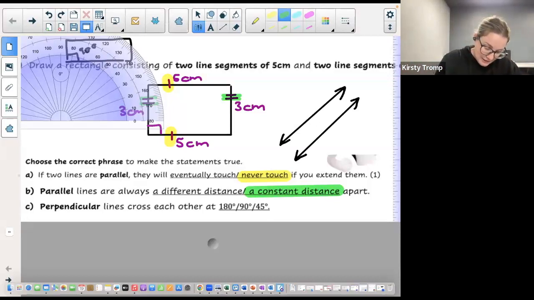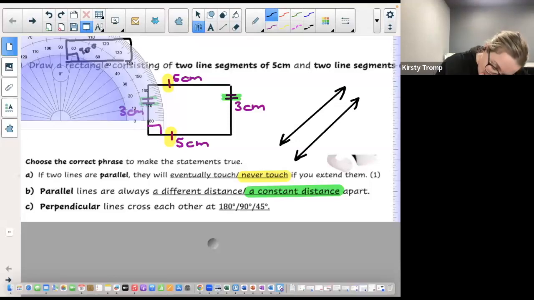And finally, let's see who can talk to us about the word perpendicular. It's such a fancy maths word. Jaden, talk to me about the word perpendicular. What does it mean? Ma'am, perpendicular means one line intersects with another line at a 90-degree angle. Amazing. Well done. Thank you so much, Jaden.